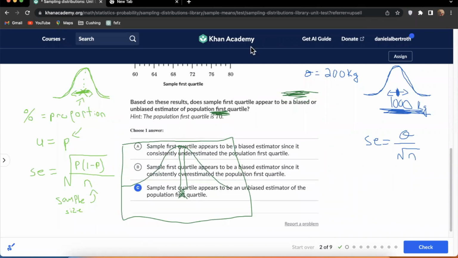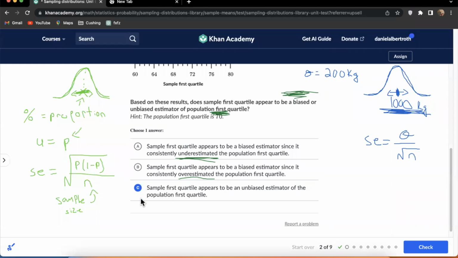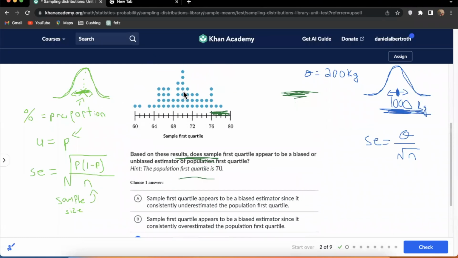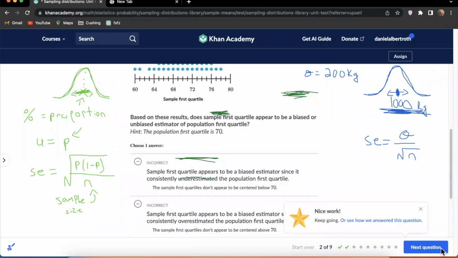That C is unbiased estimator, and I will erase that. So A is saying it's biased because you're underestimating, so you're consistently getting too low. B is saying biased because you're overestimating, consistently getting too high, but that's not happening. We're getting what we'd hope to get, kind of a distribution that's centered at the right number. So I think C, it's an unbiased estimator. It's a good way to estimate.